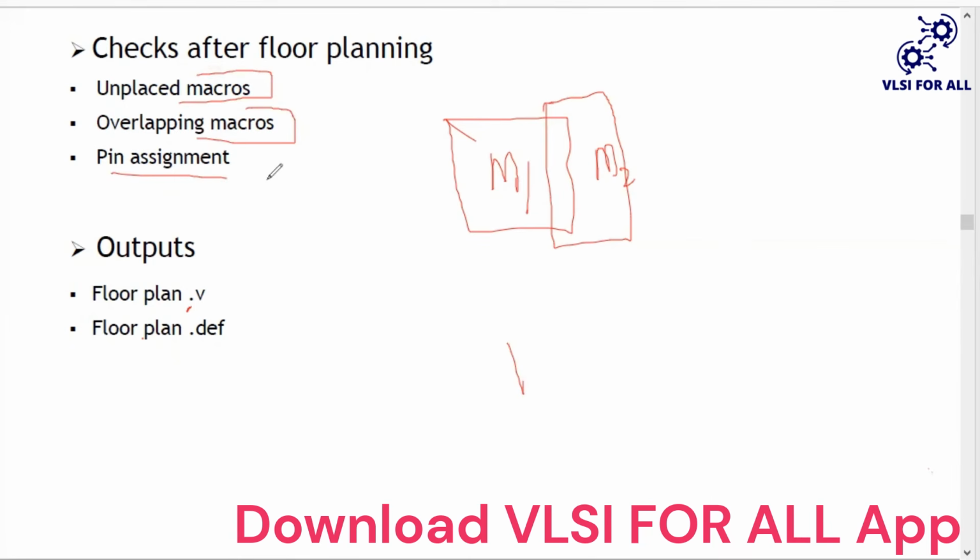If in case any pin is missing or any port is missing, or any terminal is missing, we are able to easily find it in these checks. Output files: DEF and .v. DEF is nothing but a Design Exchange Format.